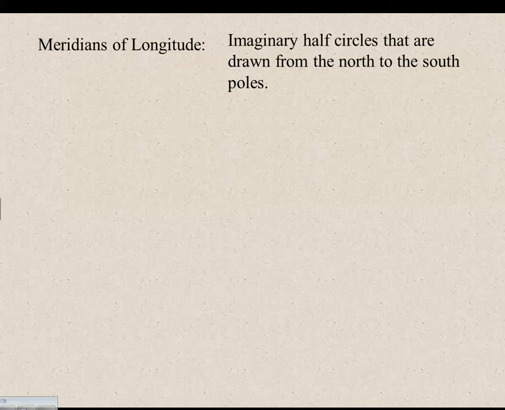That would be silly, seeing these lines from above, looking down on Earth. And they'd constantly need to be repainted all the time. And so let's just not go there. But these are imaginary half circles that are drawn from the north to the south poles. They don't go all the way around the Earth.